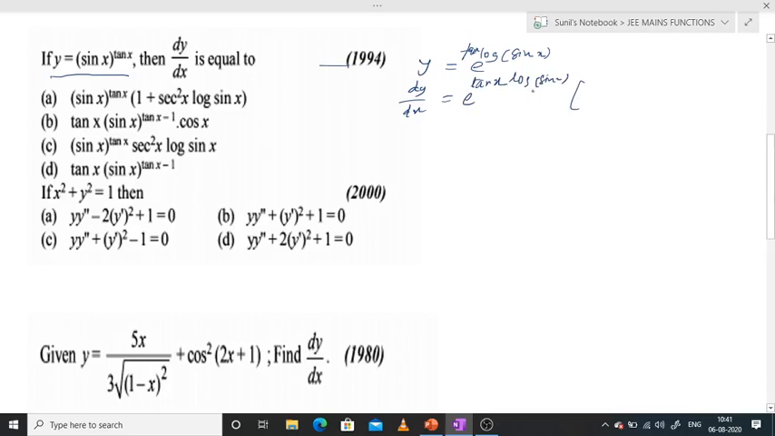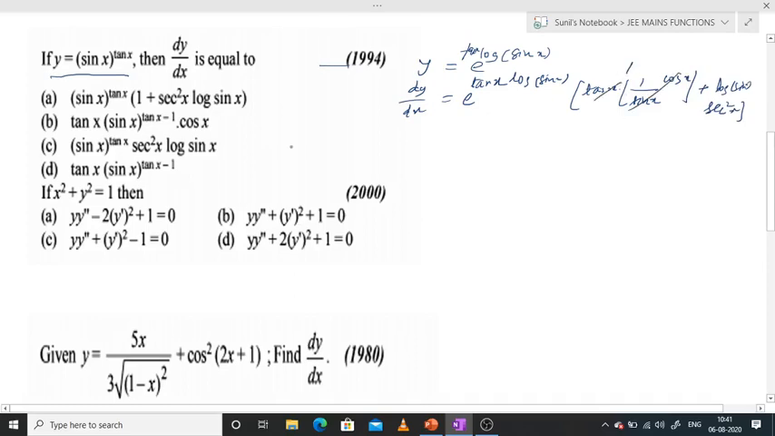And now internal differentiation for tan x into log of sin x, you have to apply the uv. So that is tan x into 1 by sin x into cos x, plus log of sin x into tan differentiation is secant square x. See, this is tan into cot will cancel and get 1. So secant square x into log of sin x, 1, and secant square into log of sin x, and this is your question. So your option is A.